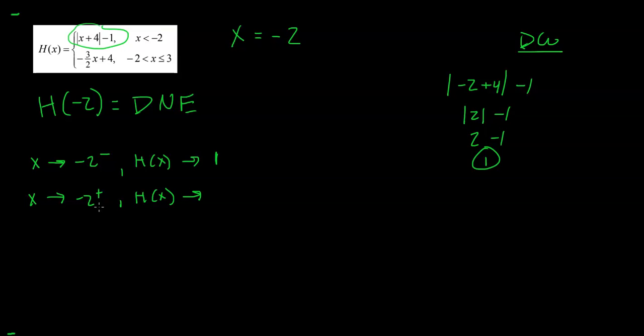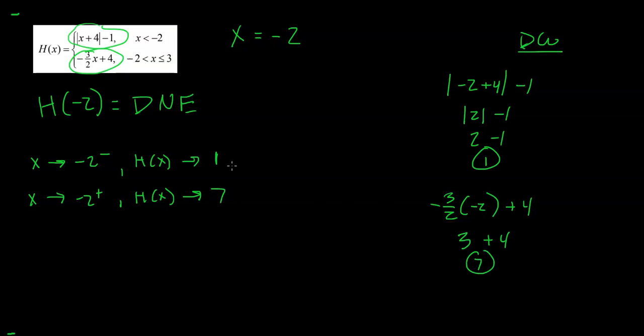And what happens as I approach negative 2 from the right? That's using the bottom function. Even though I'm not allowed to plug negative 2 into either function, I have to explore what happens as I get close to those values. And that's why I am doing it. So negative 3/2 times negative 2 plus 4. That is going to be 3 plus 4. 3 plus 4 is 7. So as I approach from the right-hand side, I'm going to 7.